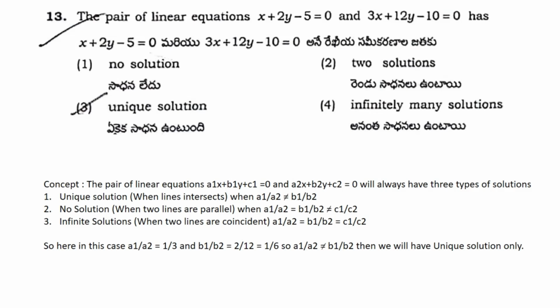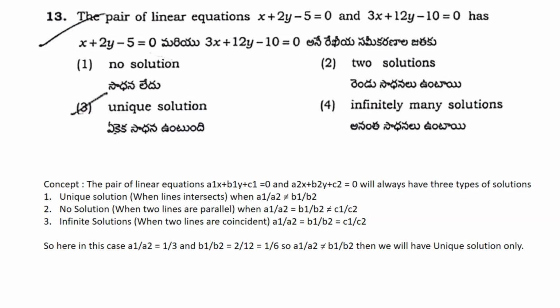And we have infinite solutions when the two lines are coincident, which means a1 by a2 equals b1 by b2 equals c1 by c2. Here I am giving you much information, so that if other exams ask about other solutions also, I am giving you full information here.